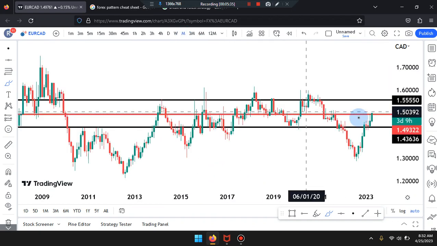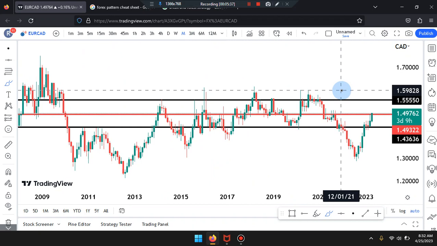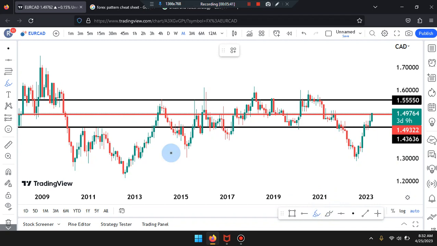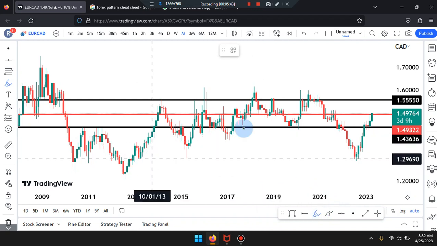Walking down to the monthly time frame, so price action on the monthly time frame. This structure is identifying, earlier identified as a double bottom and a retest. Now we're starting to see a double bottom and a double retest.